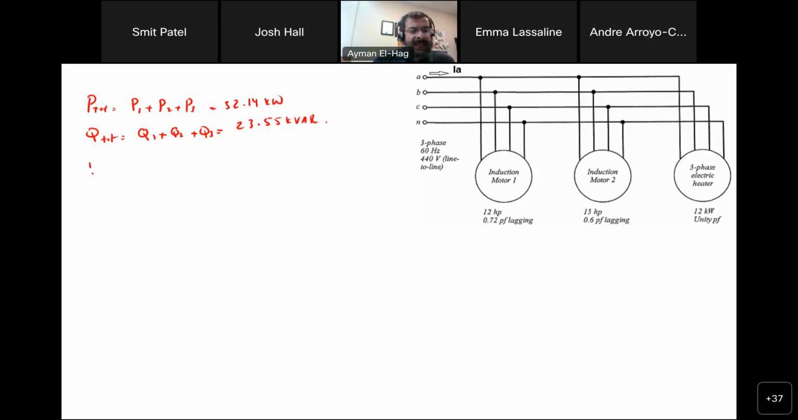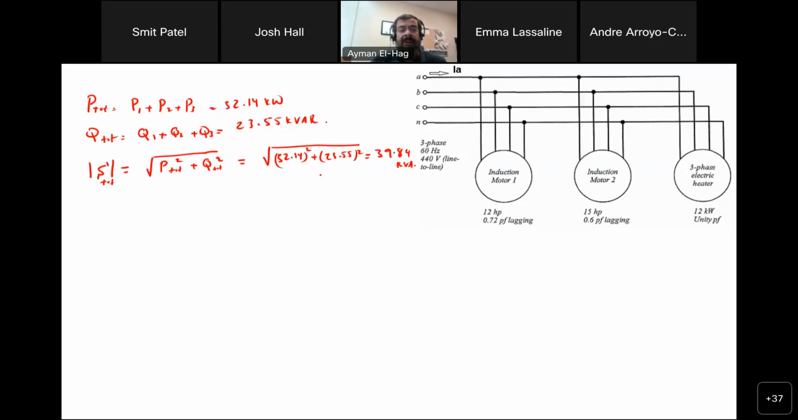Once I know P and Q, then I can find S. My S as a magnitude, this is S total, is equal to the square root of P total squared plus Q total squared, again from the power triangle. Everything here is from the power triangle. This equals the square root of 32.14 squared for P plus 23.55 squared for Q, and this will give me total S equal to 39.84 kVA. So with this, I'm done with part A in that question.